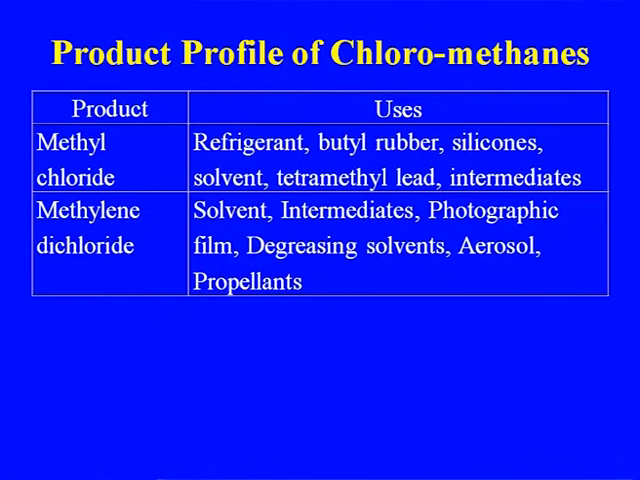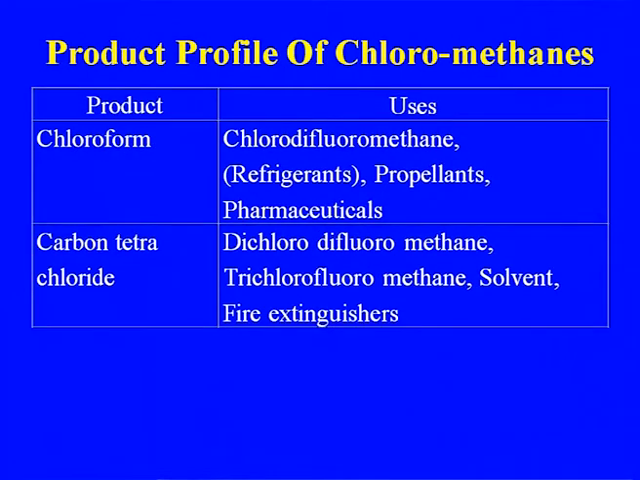This is the chloromethanes product profile: methyl chloride, methylene dichloride that we are getting, and the various uses of these products are there, refrigerants and rubber, butyl rubber, silicone, solvent, trimethyl lead, intermediate solvents, intermediate about the methylene dichloride, chloroform, carbon tetrachloride. So, these are the various applications of chloroform to very important chemicals that we are making. Similarly, carbon tetrachloride also.